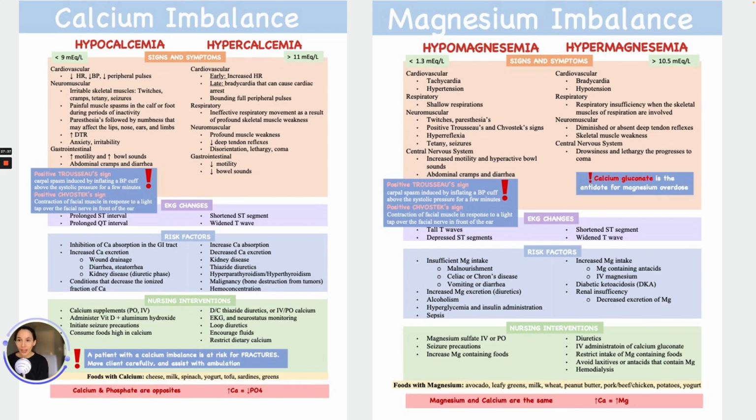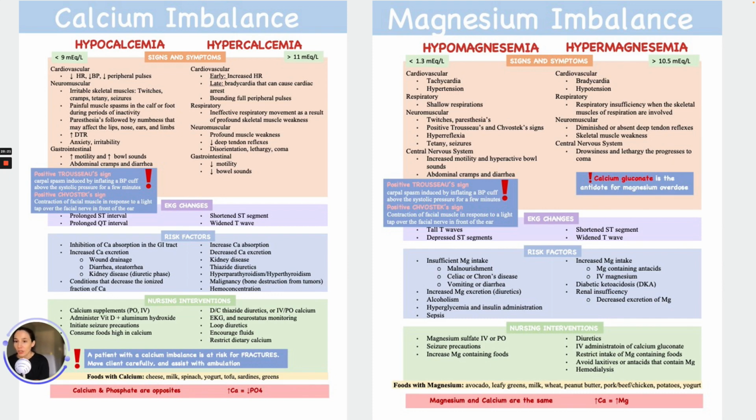Hypocalcemia is anything less than 9. Cardiovascularly, we'll see decreased heart rate, decreased blood pressure, and decreased peripheral pulses. We'll see irritable skeletal muscles, so twitches, cramps, tetany, seizures, painful muscle spasms in the calf or foot, paresthesia followed by numbness that may affect the lips, nose, ears, and limbs, increased deep tendon reflexes, anxiety, and irritability.